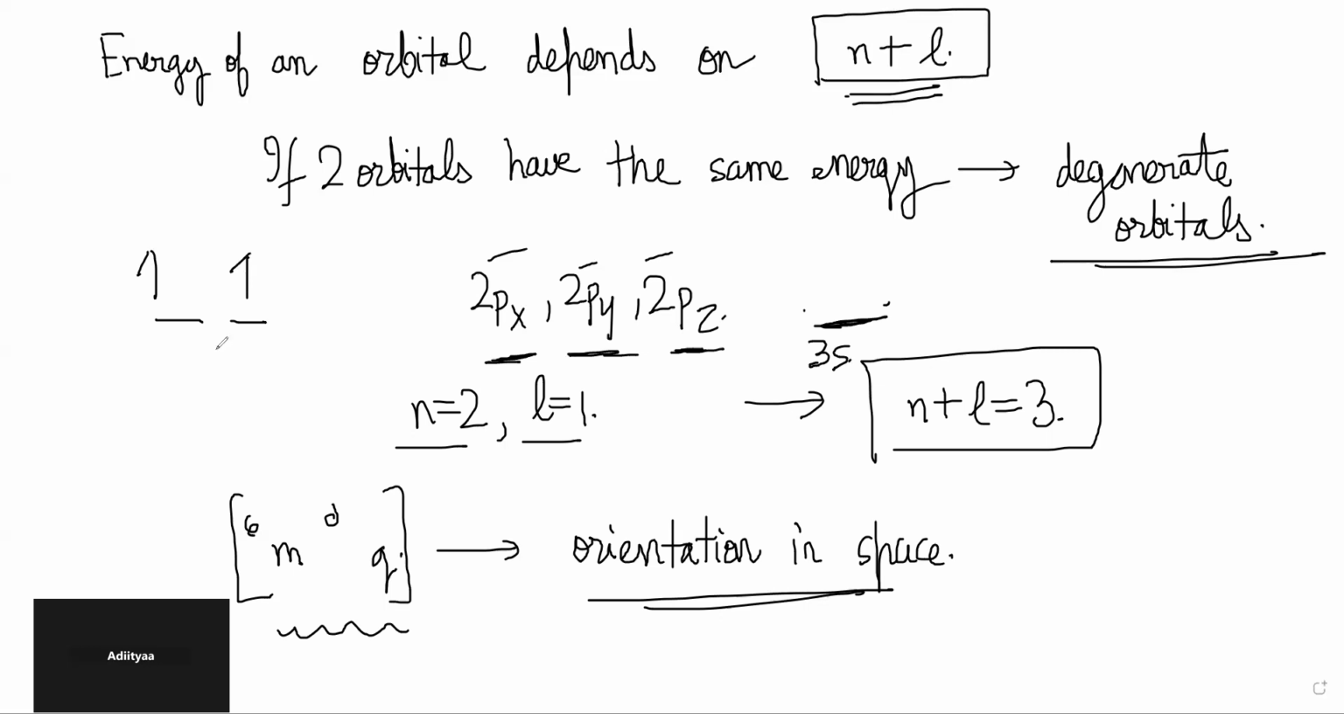Okay. Then the next thing is later people discovered that it is possible for each orbital to be occupied by 2 electrons. Could you go back to the previous slide one second?